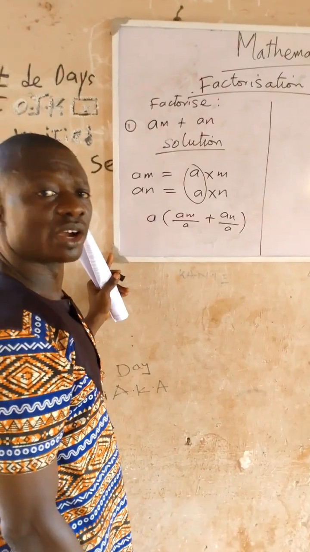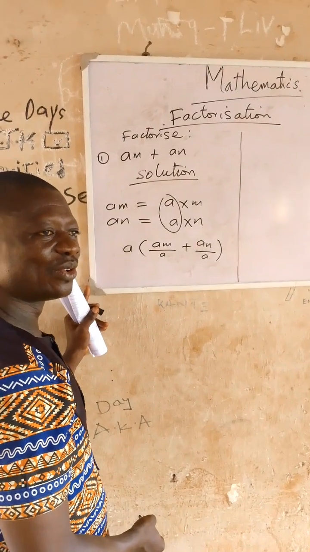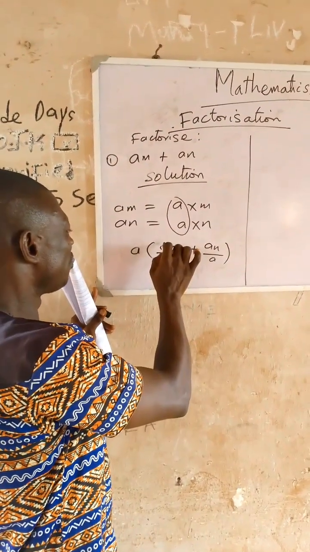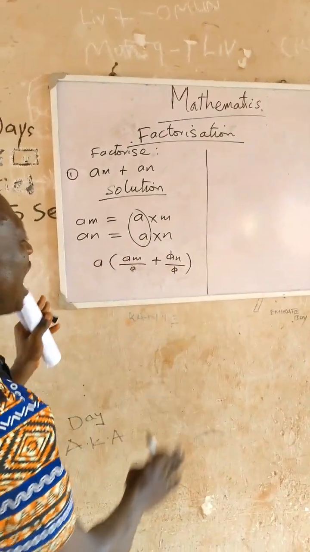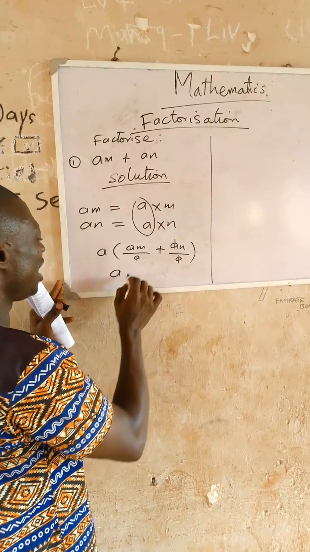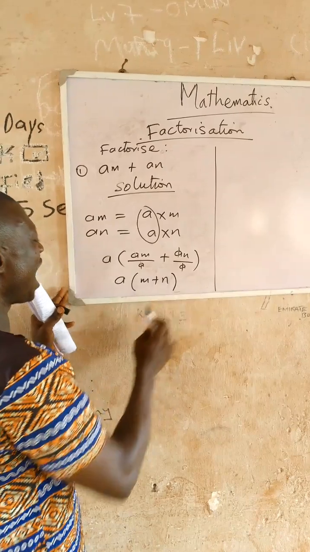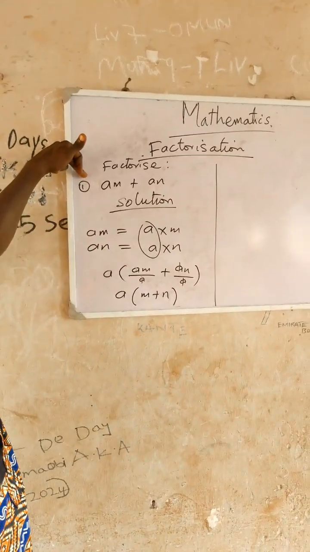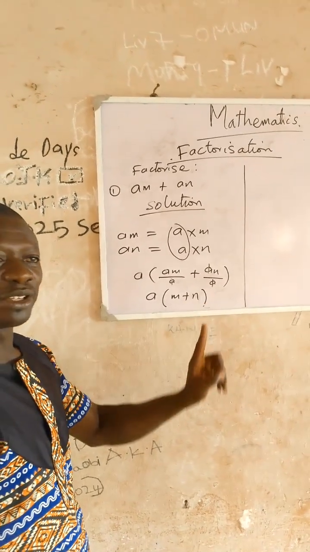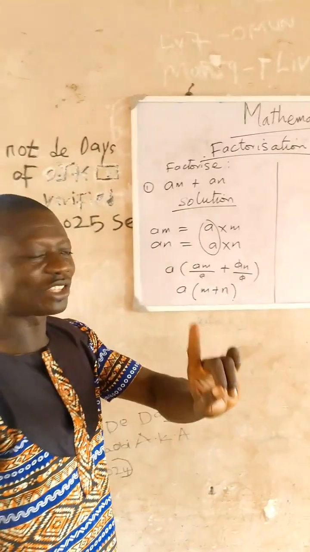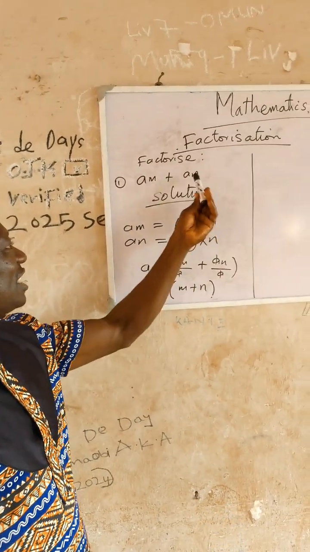Thank you. Okay, so we can continue by cancelling out A here. Can we continue? Yes. We cancel A. What we have as our last expression is A bracket M plus N. We have factorized this expression to become A into M plus N. Remember the expression we factorized? The expression we factorized is AM plus AN.